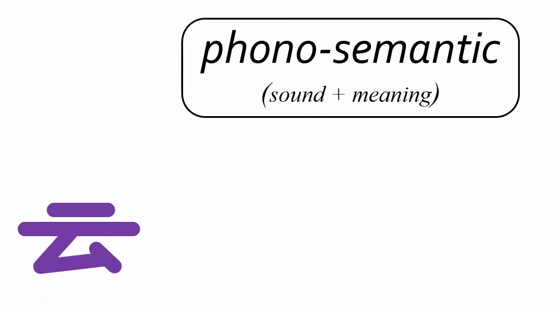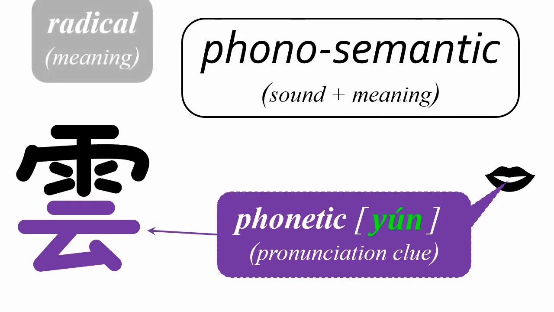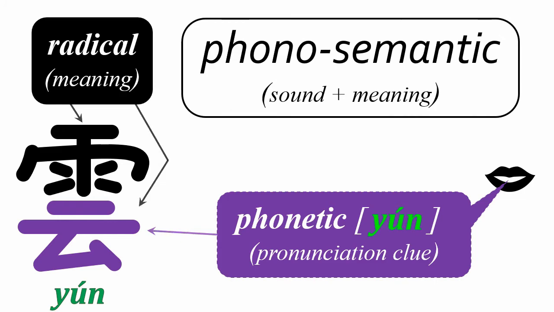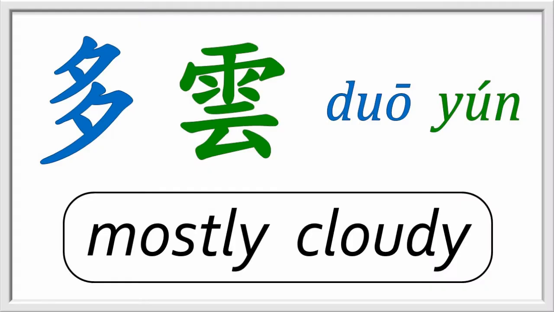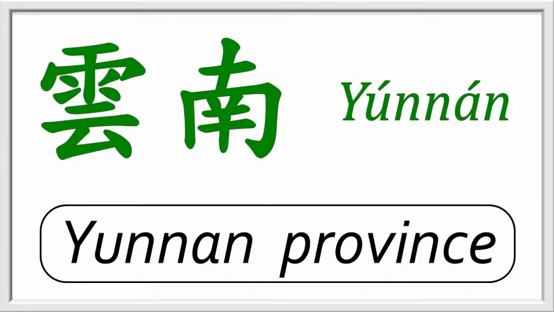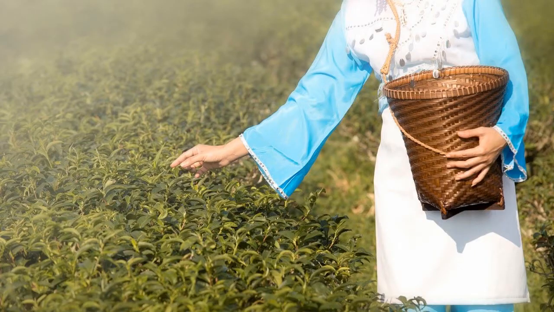Once we know rain, we need to learn the character for cloud, an ancient pictogram for sky, consisting of 2 horizontal lines, 上, with water vapor rising and collecting underneath. Pronounced second tone, yún. The purple lines are the original character and the phonetic element. And when the weather forecast says duō yún, you can expect a mostly cloudy day ahead. Yúnnán is a province in the southwest of China, famous for the cultivation of tea.